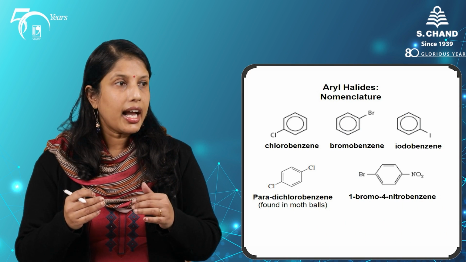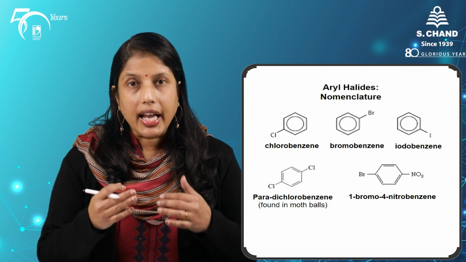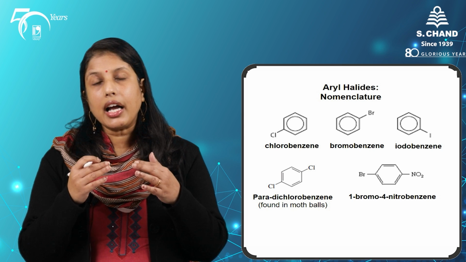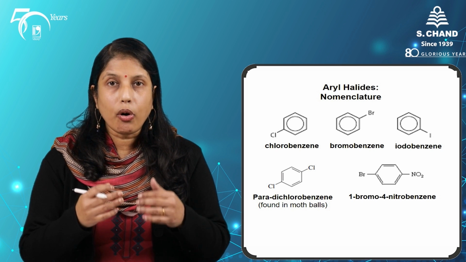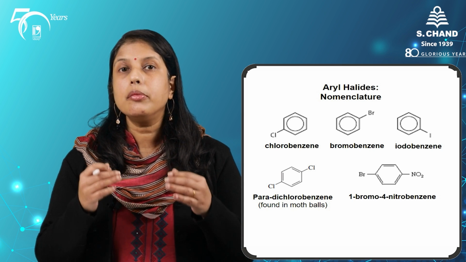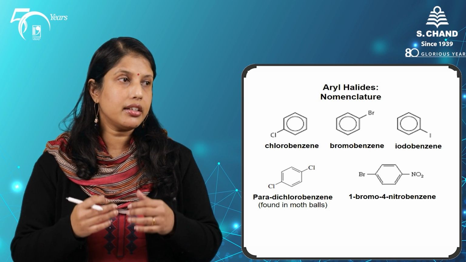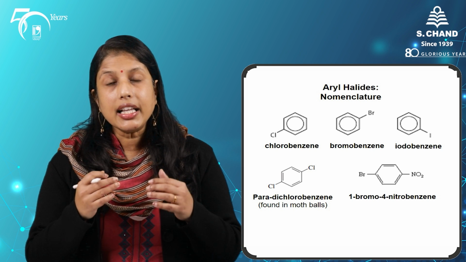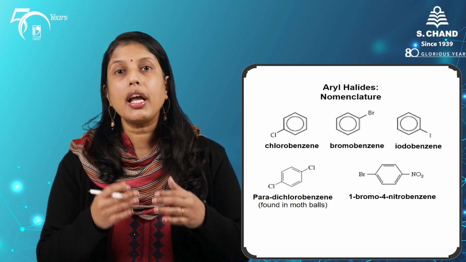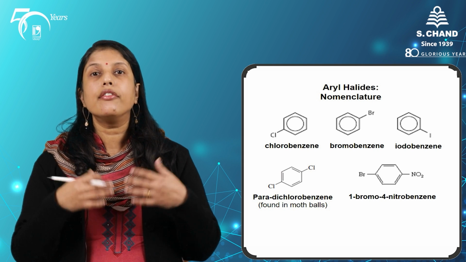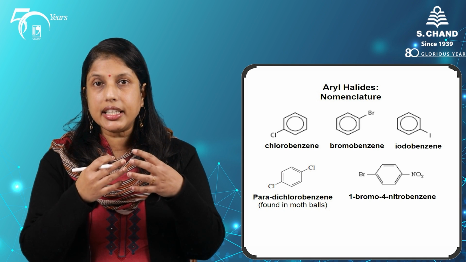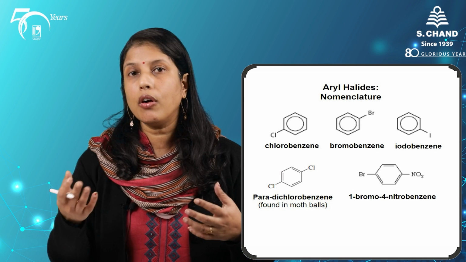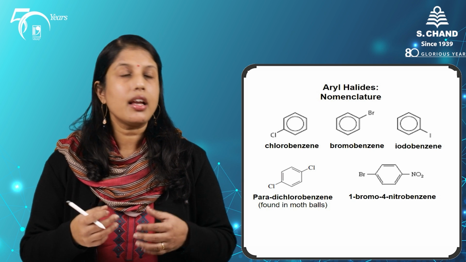So an aryl halide is an organic compound where a halogen atom is bonded to a carbon present in an aromatic ring. The aryl halides are also known as halobenzene. For example, chlorobenzene, bromobenzene or iodobenzene.